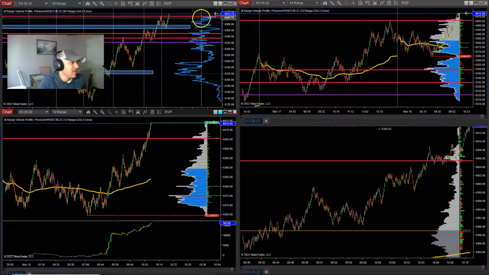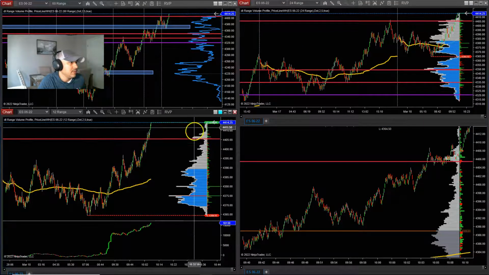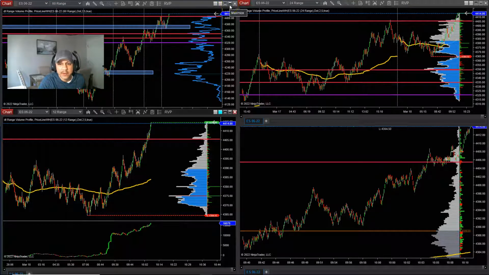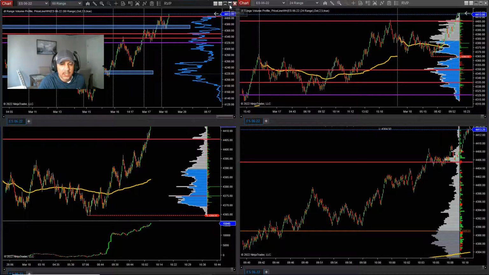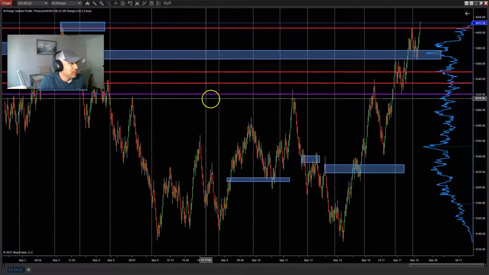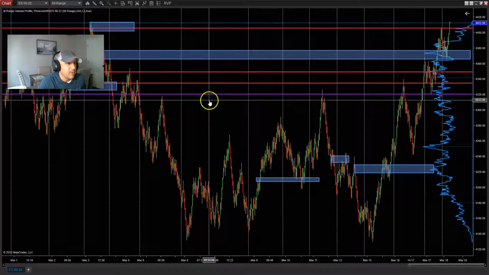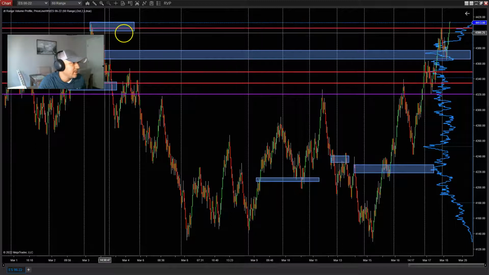See, price is breaking above now. So, all right. So, let's go back and look at the 60 minute again. Yeah, so have we broke? Yep. We broke this area. We broke this high right here.